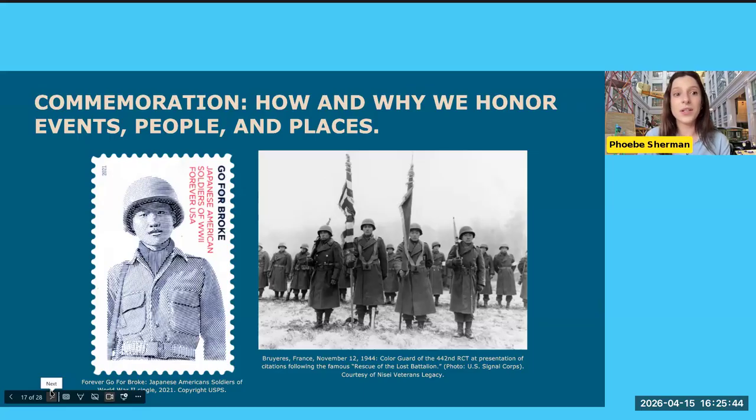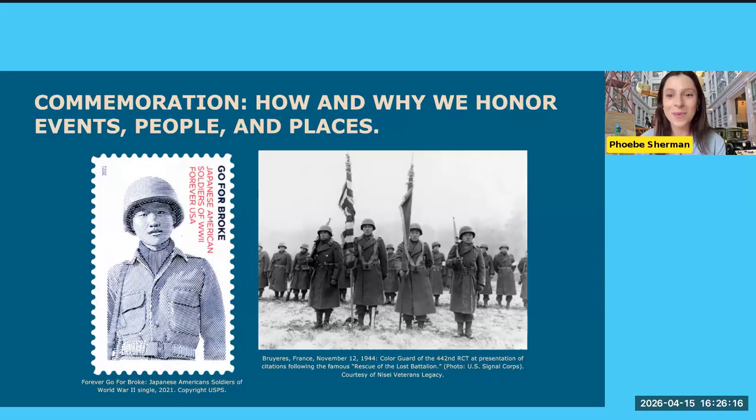Now, before we move on to the next stamp, I want to take a minute just to point out some of the design choices and deeper symbolism that's embedded in this stamp. The art director for the stamp is Antonio Alcala, and the stamp itself is inspired by photographs of the unit, like the image that you see here, which is of the color guard, and it was taken in France in 1944.